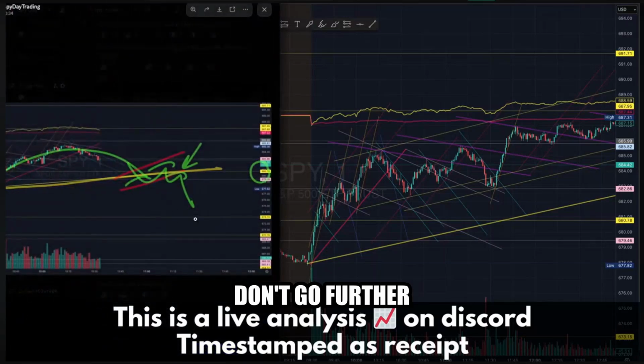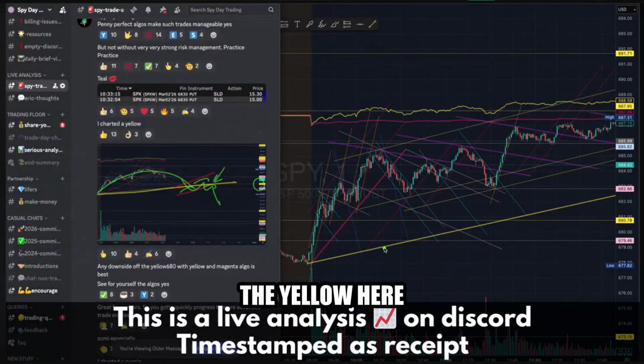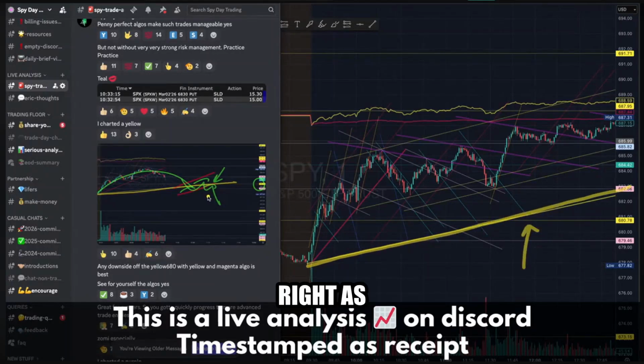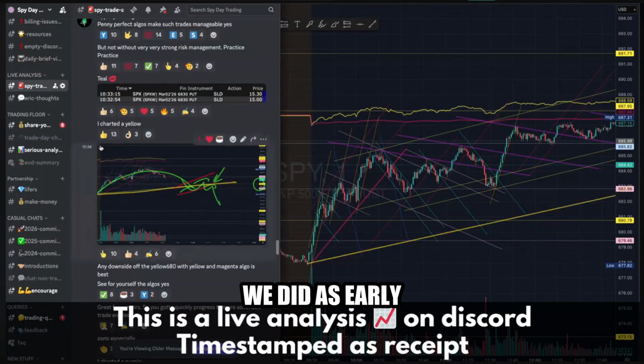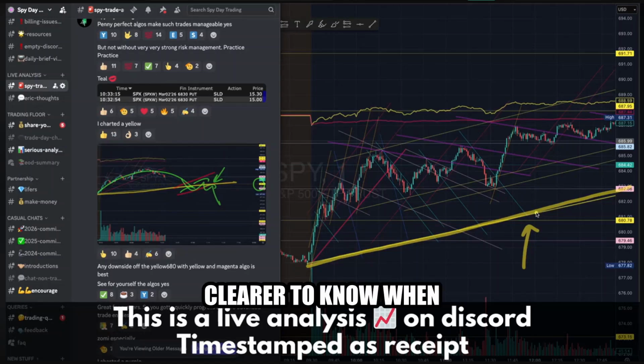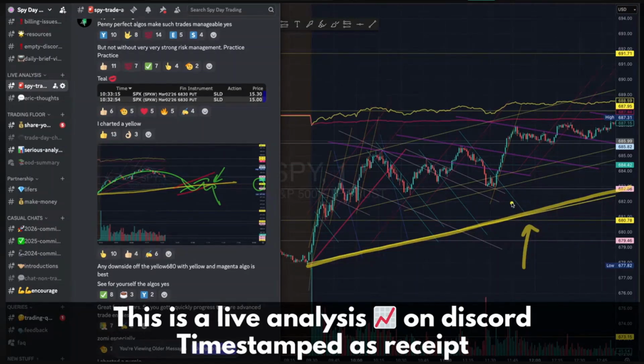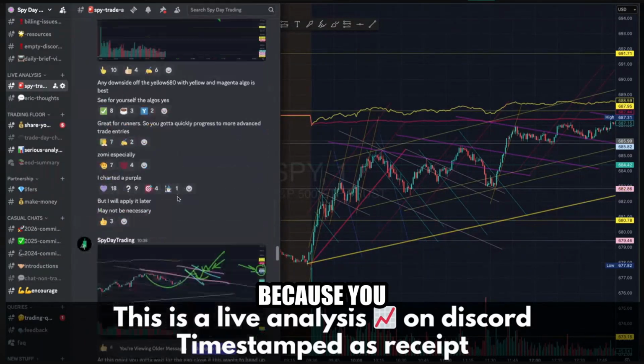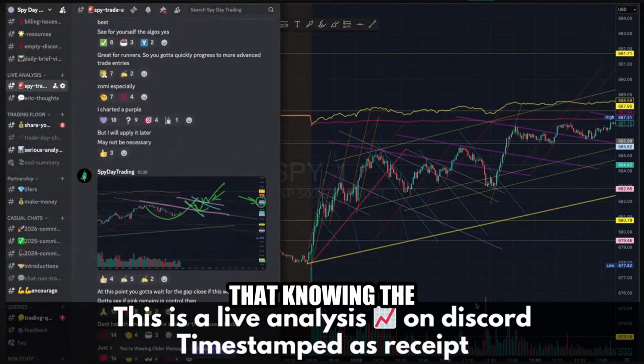But you don't go further down until the yellow algorithm here, right? So it's important when you identify the yellow, as we did as early as 10:34. Now you will be much clearer to know when not to go heavy on your shorts, right? Because you understand then that this is just a pullback. Because you identified that, knowing the yellow here is protecting your downside.